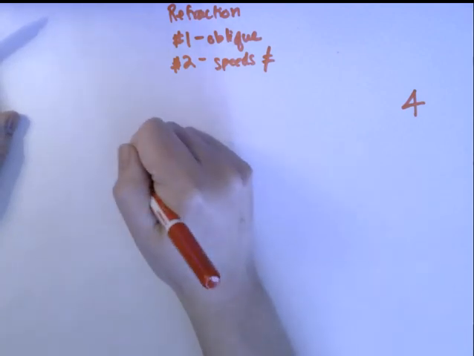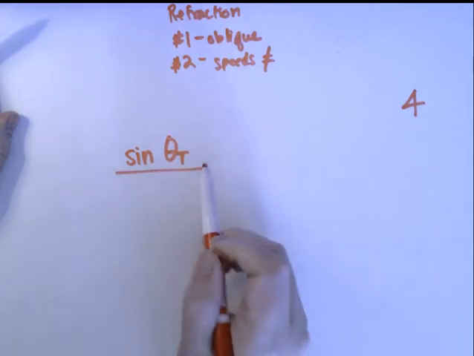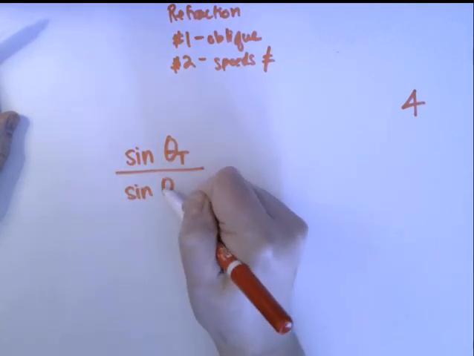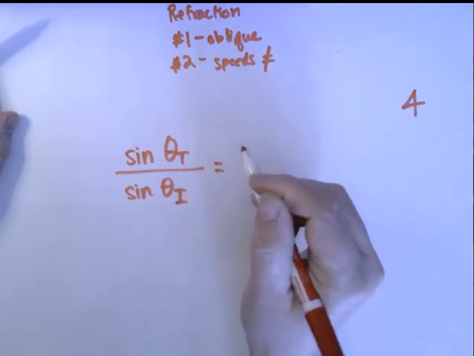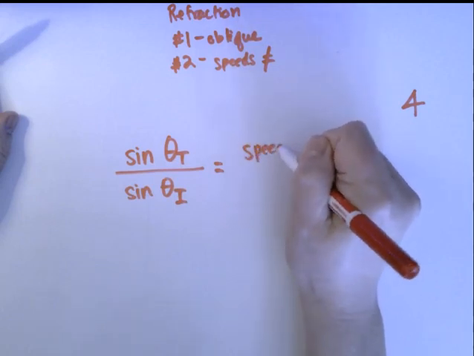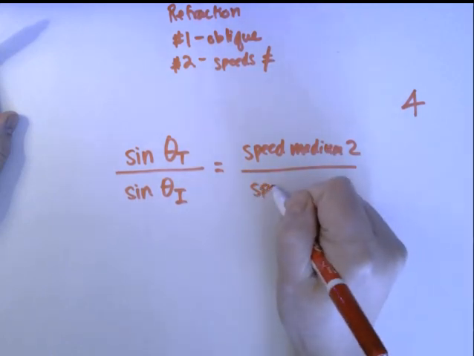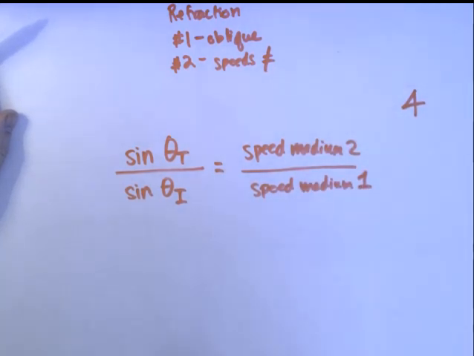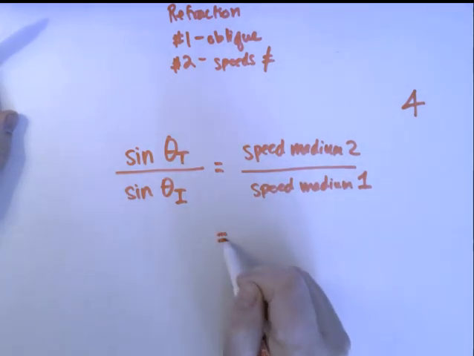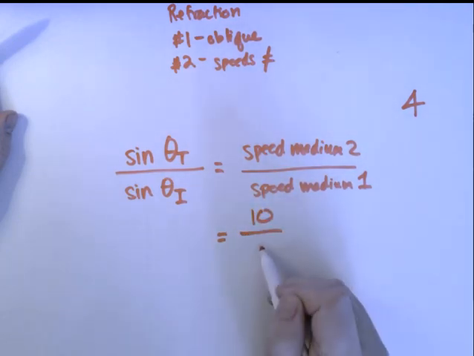So we know with Snell's law that the sine of the transmission angle over the sine of the incidence angle is equal to the speed of medium 2 over the speed of medium 1. And so if we wanted just to plug in some arbitrary numbers here, let's say speed of medium 2 is 10 and speed of medium 1 is 2.